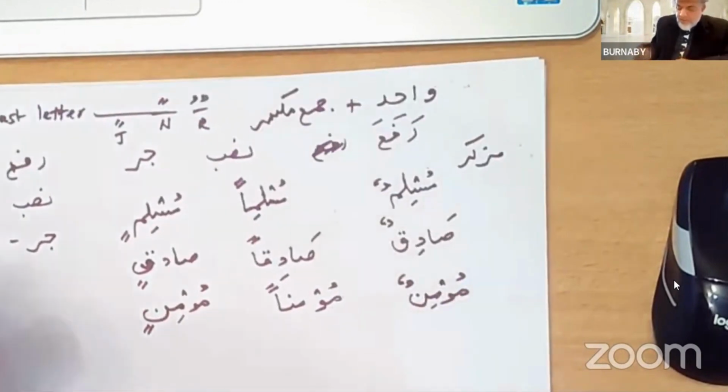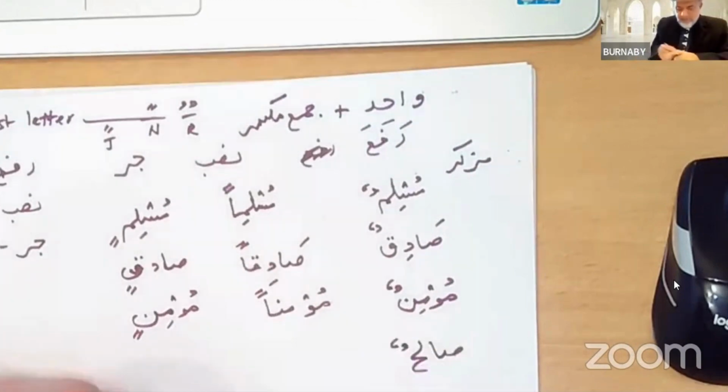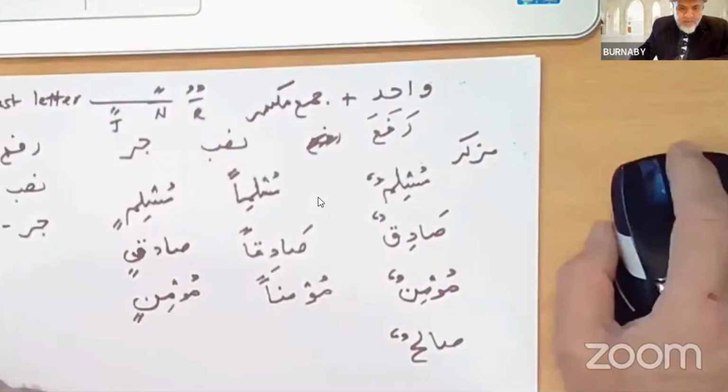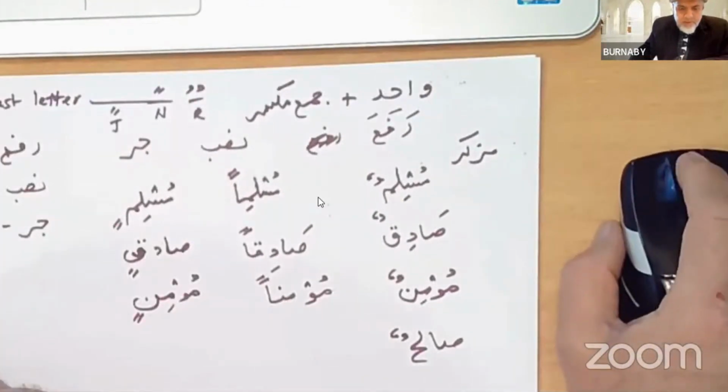Okay, good. Now let's take another word. Let's say salihun. Let me see who can help me with this. I want another sister.